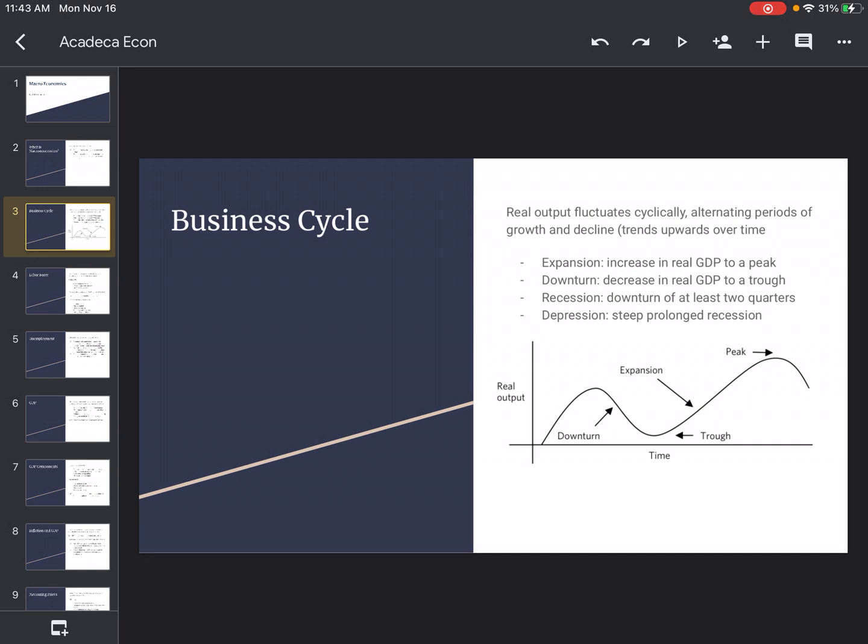Fantastic. The business cycle is how real output fluctuates cyclically, alternating periods of growth and decline, and typically trends upwards over time, just in general. So there are certain points on the business cycle graph that are especially important. The expansion, which is the increase in real GDP to a peak; downturn, a decrease in real GDP to a trough; recession, a downturn of at least 2 quarters; and a depression, which is a steep, prolonged recession. I highly recommend just getting this graph down. This is a good reminder of just the basic idea of a business cycle.